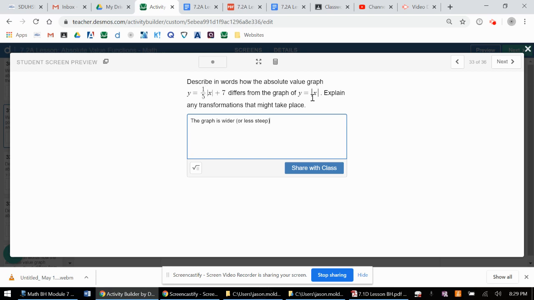This is opening up, so I don't need to talk about that because that's the same. And it's translated. This is my K value, which is outside. So it is as it appears. So it's translated up 7 units. And that is everything that is going on in that one.